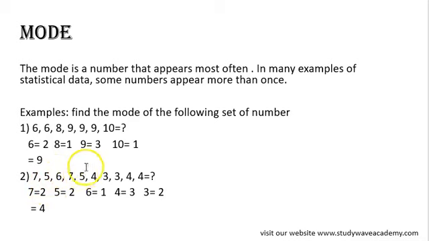Okay, so we move to the next. We have done 5, so there's no need doing it again. We move to the next. We have 4 here. We write out 4 and count how many times 4 appeared.